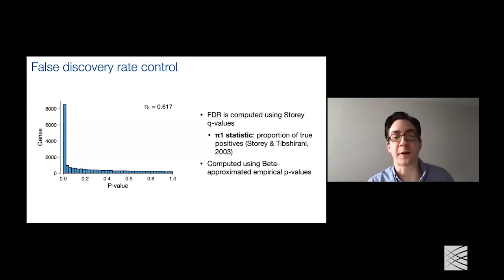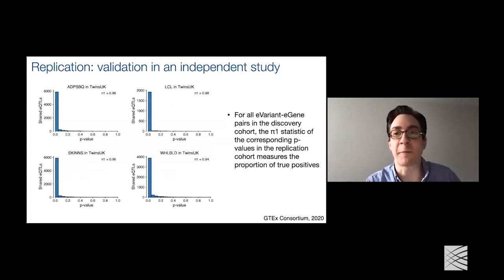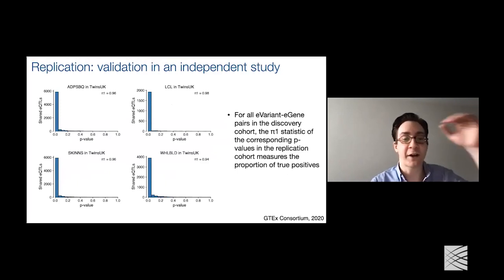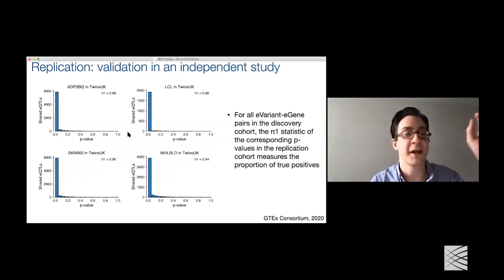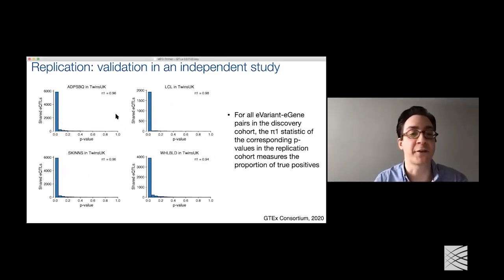The same sort of framework can be used for replication. So what this means is typically, and this actually also answers one of the earlier questions about how do we know if we're capturing a true signal or if the addition of PEER factors adds false positives, one way, which also has some caveats, is to look for replication in an independent study.